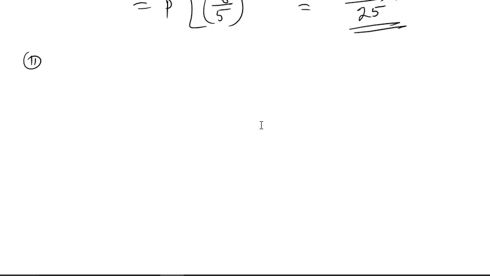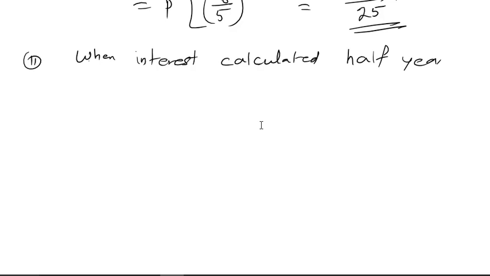So when interest is calculated half yearly, then your rate will become 20 upon 2 for half yearly, that is 10%, and the period will become 2 into 2, 4.